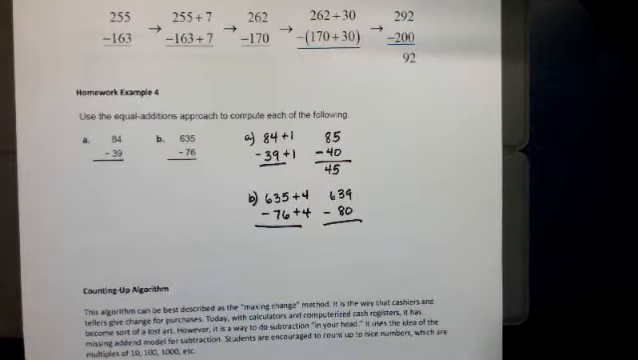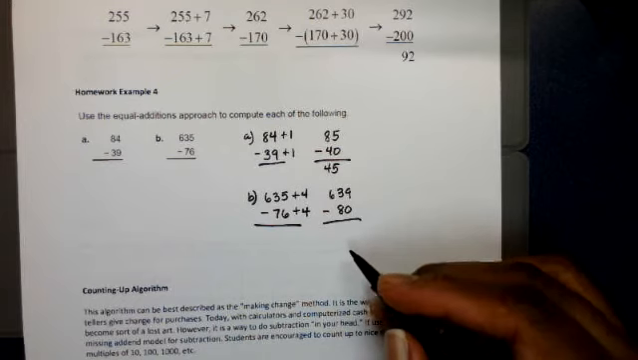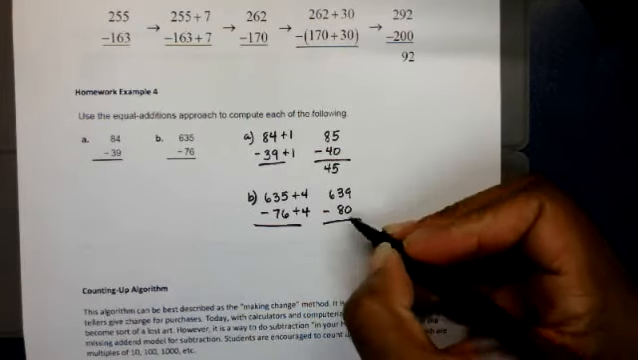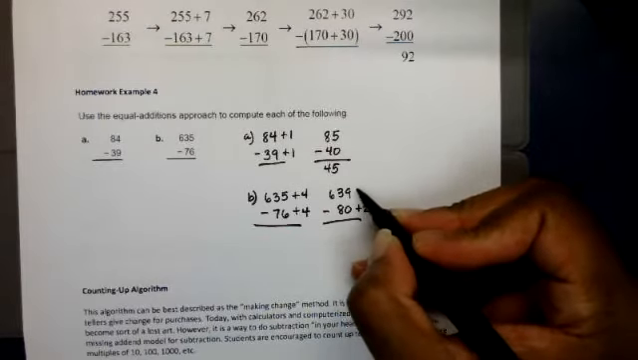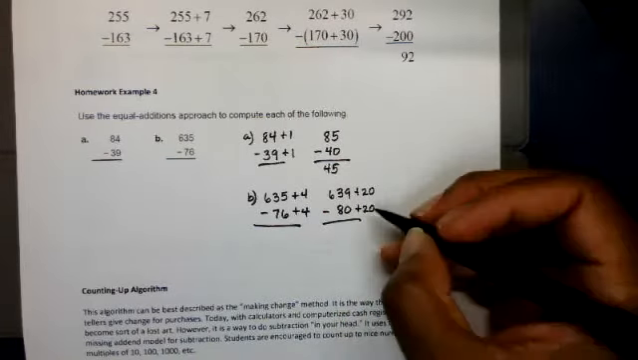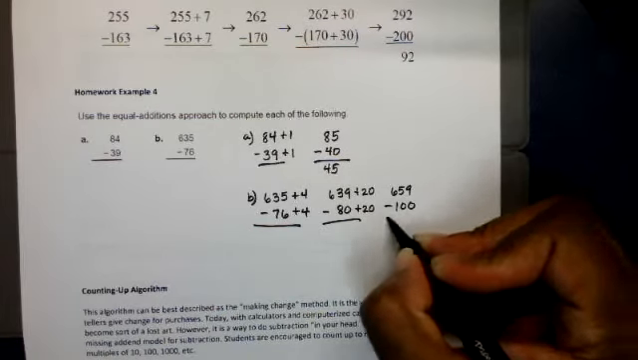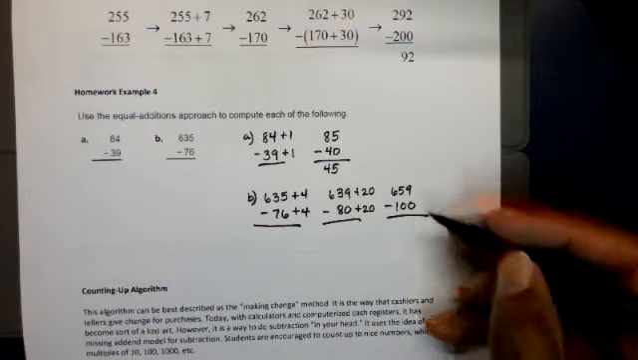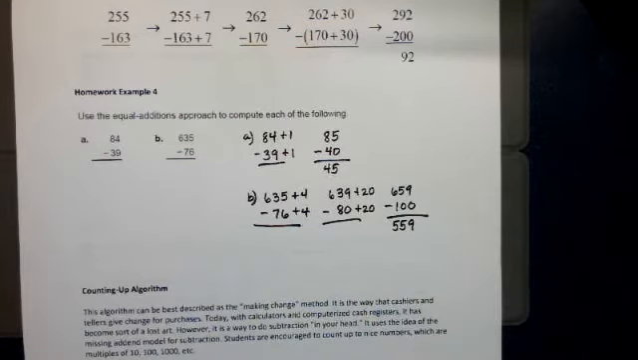And you know something else? Let's make that 80 a 100. That way I won't have to do a little bit of regrouping. 80 is 20 away from 100, so I'm going to add 20 to that 80. And if I add 20 to the 80, I must add 20 to the 639. And 639 plus 20 will be 659 minus 80 plus 20, which is 100. Now I can easily subtract 100 from 659. That would give me 559. So 635 minus 76 will end up being 559.